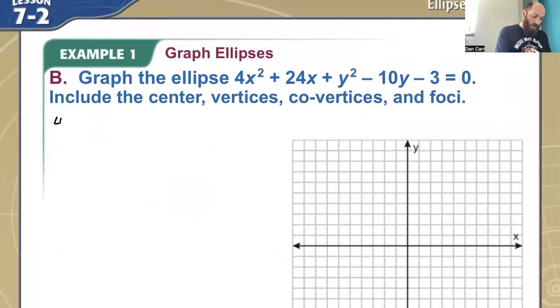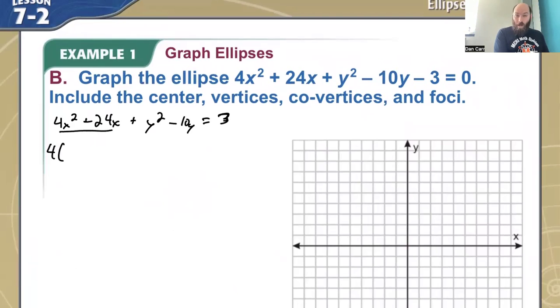I've got 4x squared plus 24x plus y squared minus 10y minus 3 equals 0. Actually, I'm going to put the 3 on the other side because I'm going to be completing the square here. For completing the square with x's, I'm going to first factor out a 4, so I'm going to have x squared plus 6x plus blank.